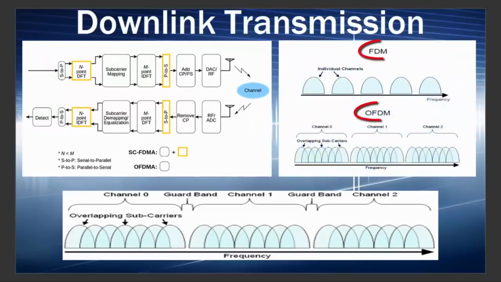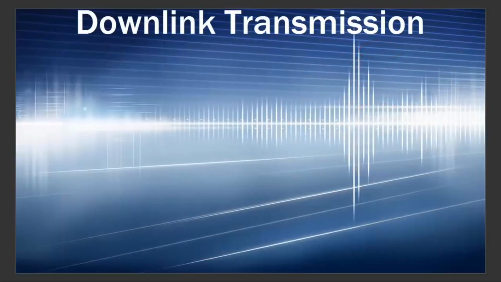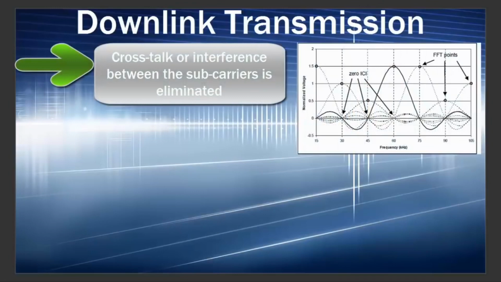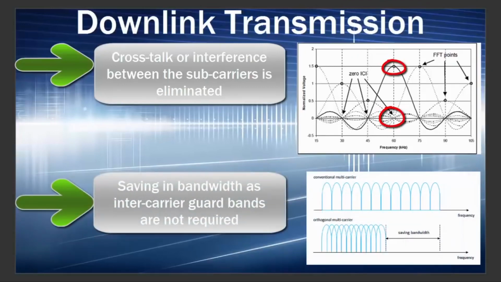Conceptually, OFDM is a specialized FDM, the additional constraint being that all the carrier signals are orthogonal to each other. There are two main advantages of this orthogonality. First, crosstalk or interference between subcarriers is eliminated. And second, inter-carrier guard bands are not required. Because a guard band is not needed between two subcarriers, a lot of bandwidth is saved on the air interface.